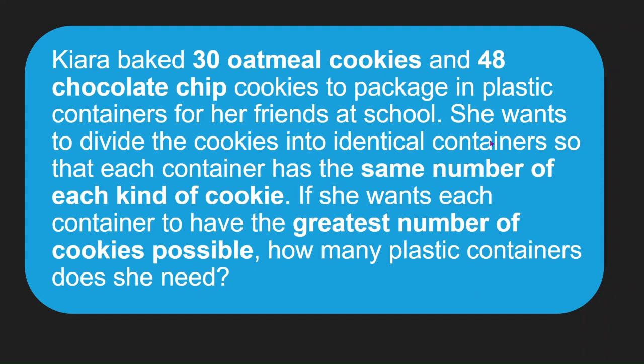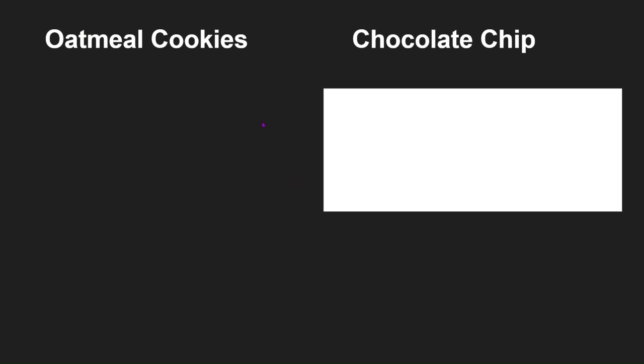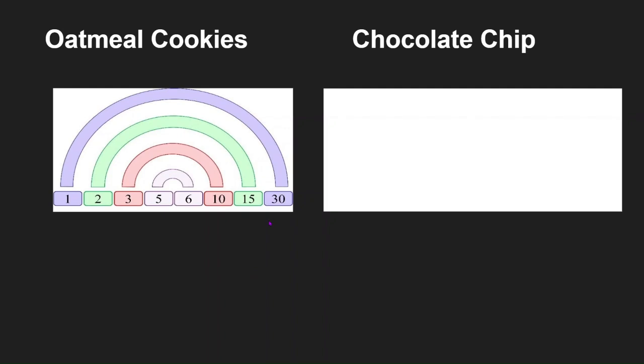Okay, so as we look at this problem, we have oatmeal cookies, we have chocolate chip cookies. We need to find the factors for both. There are 30 of these and 48 of these, right? So if we look at the factors of 30, this is called a rainbow factor chart, but it just shows you factor pairs using a rainbow. Lots of different ways to look at factors. For 30, the 30 oatmeal cookies, we have these factors. 1 times 30, 2 times 15, 3 times 10, and 5 times 6.